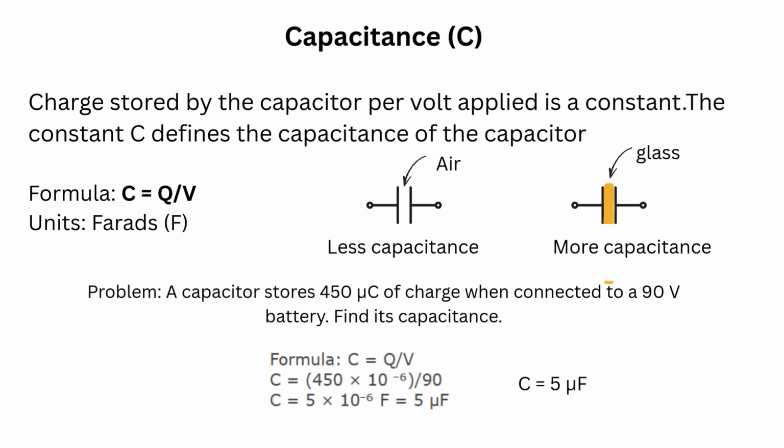Let's do a problem. The charge and voltage are given. Capacitance is charge divided by voltage. The answer calculates to 5 microfarad.